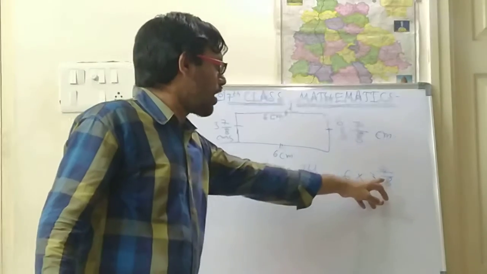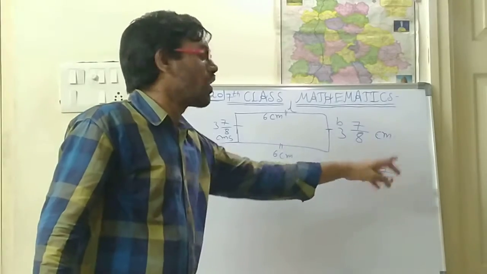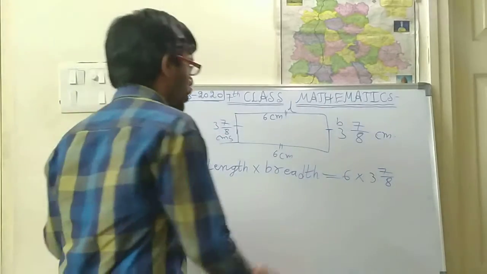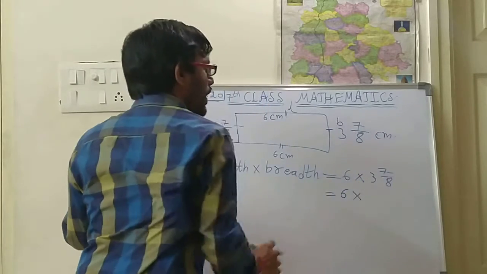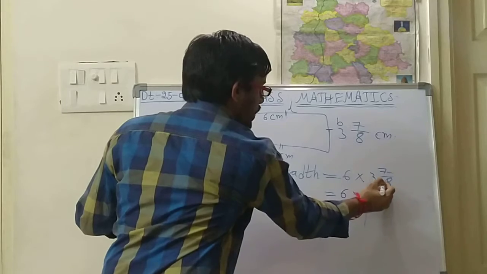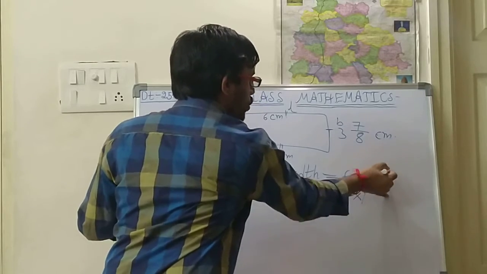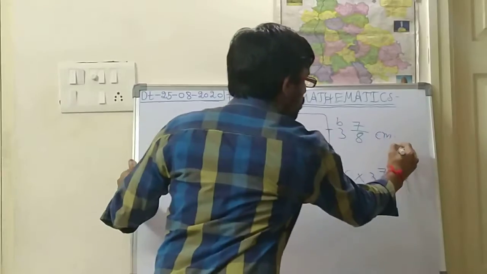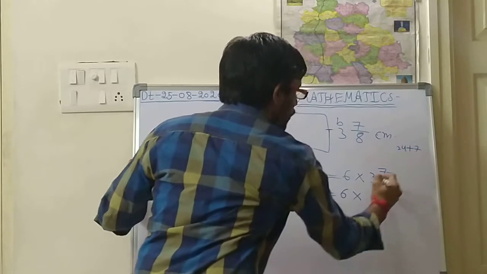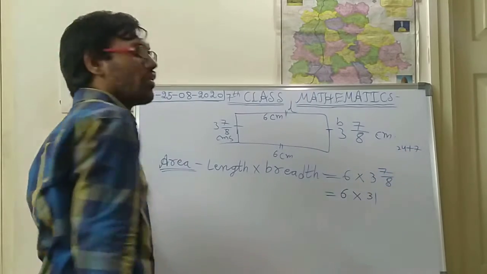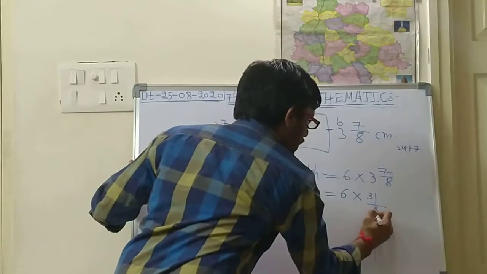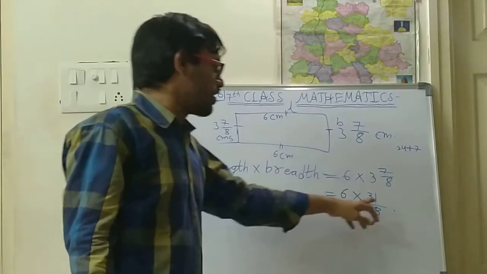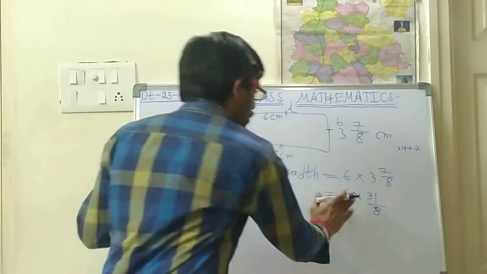Sorry, you should convert this mixed fraction into an improper fraction. So 6 into 3 7 by 8. What is the answer? 8 into 3 is 24, 24 plus 7. What is 24 plus 7? 24 plus 7 is 31. So 6 into 31 by 8 we got.